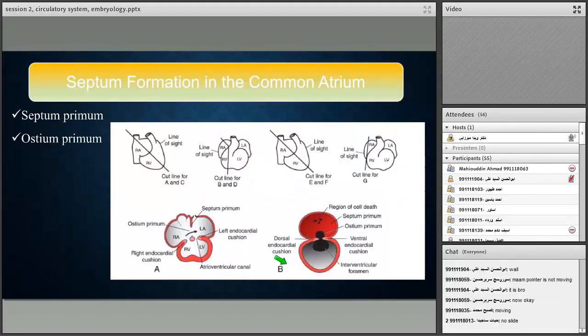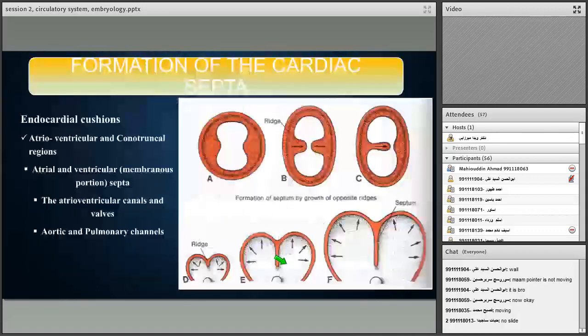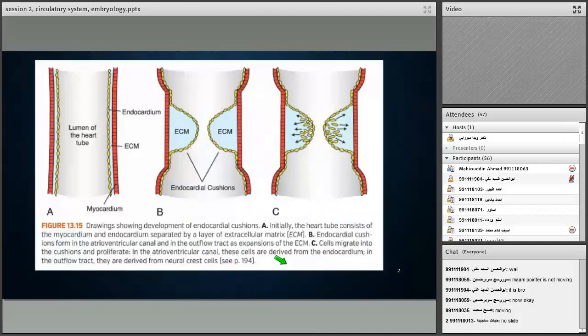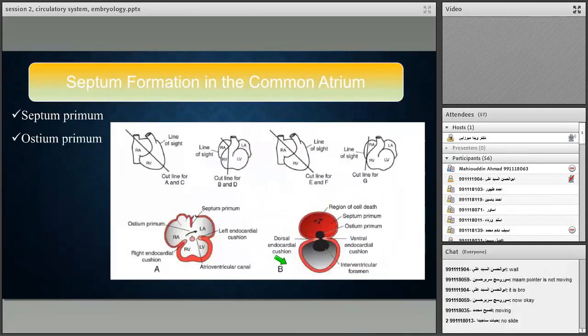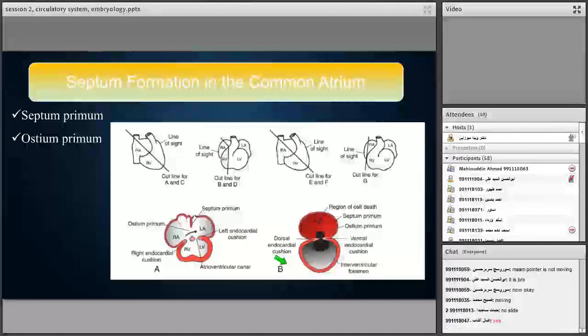The first septum, I'm talking about the third slide. Third slide. Yes or no? Yes, I think the third one. If you can't see the slides, I will explain which slide I'm talking about.